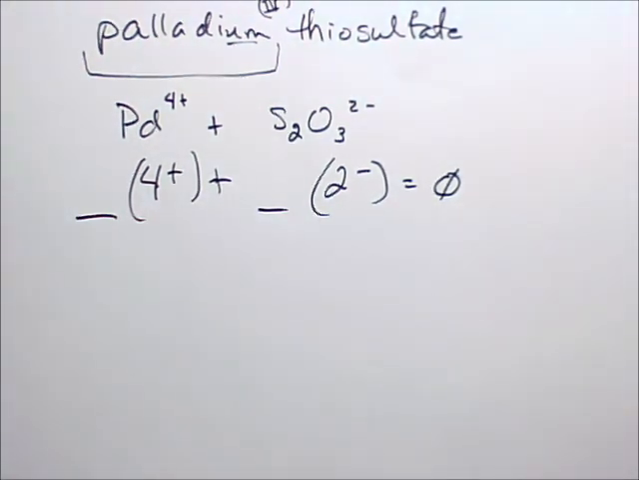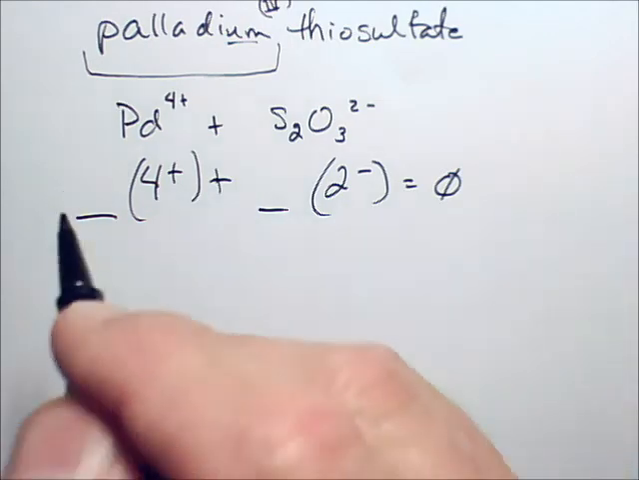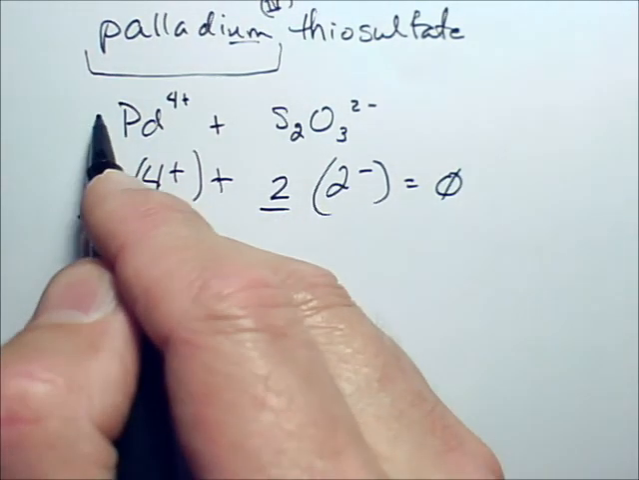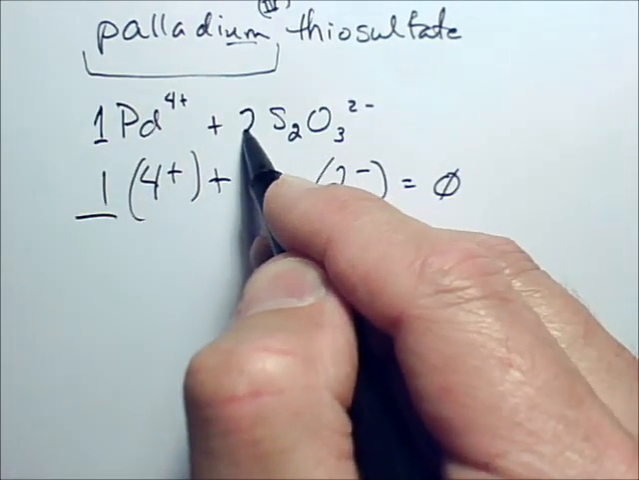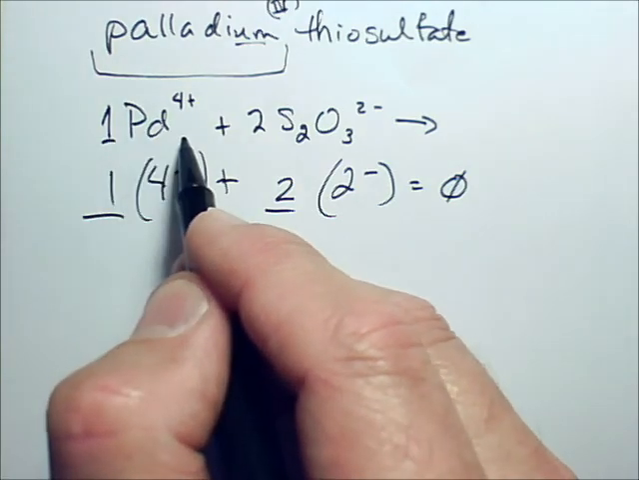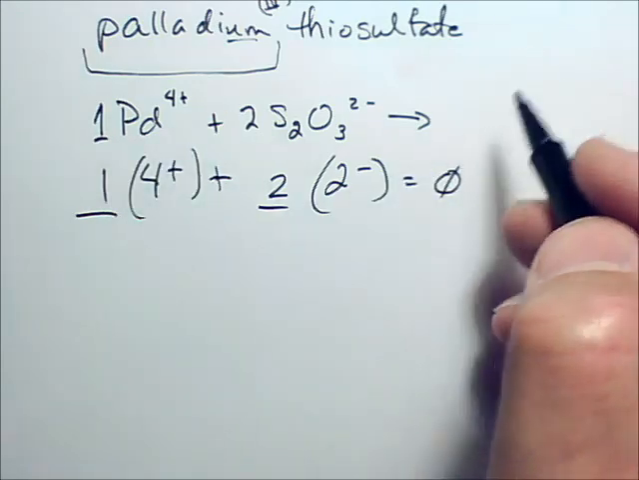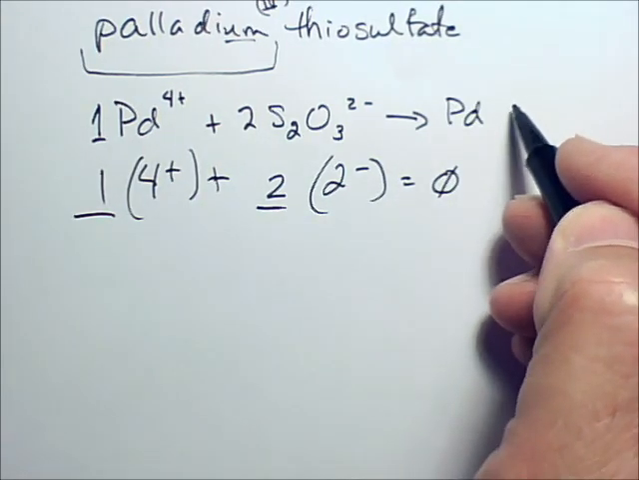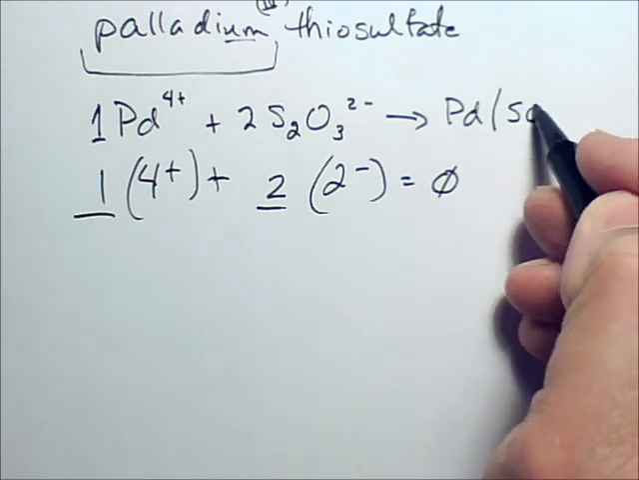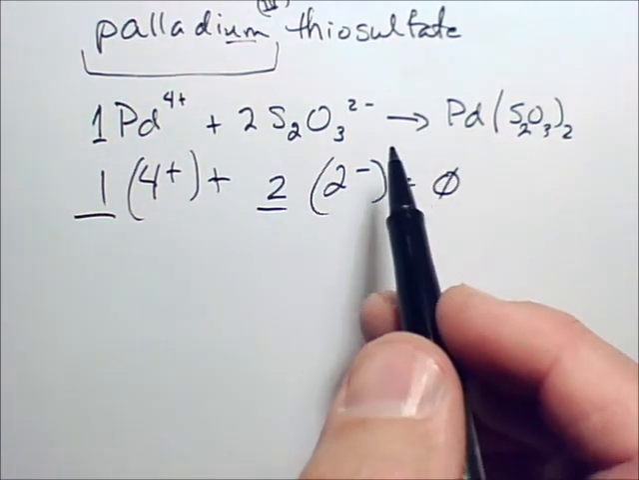Okay, so we need to know prefixes. What prefixes do we put in front? One and a 2. So we need a 1 palladium and a 2 thiosulfate, and we put them together. The prefixes become subscripts, but we don't need the 1. So it's just Pd, and then we need 2 of these. To make 2 of them, we have to put parentheses around it with the 2 outside because it's got more than 1 element in it already.